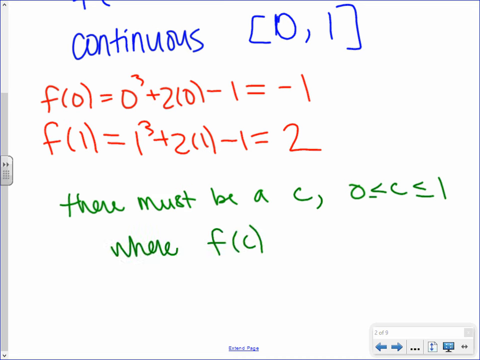where f of C equals, what's a y value in between there? F of C has to equal what? We don't know what it is right now. I don't really care what it is right now. But there has to be an x value, that's our C, that when we plug it into our function, we get a height of 1. Because on our interval, it stretches from negative 1 to 2. That's the range of that interval. So we have to hit somewhere between. Okay? That is the intermediate value theorem.